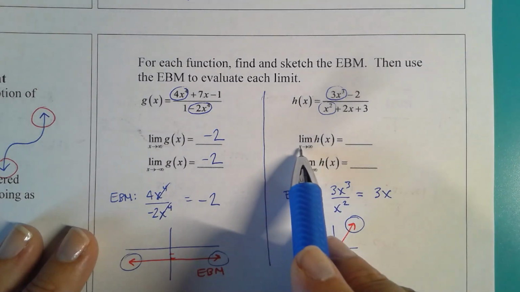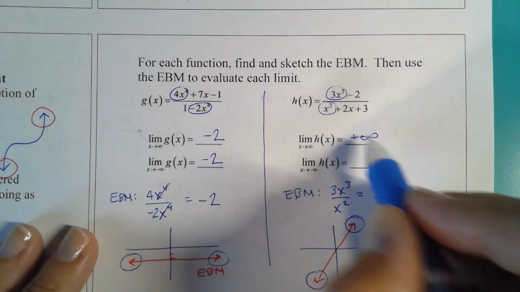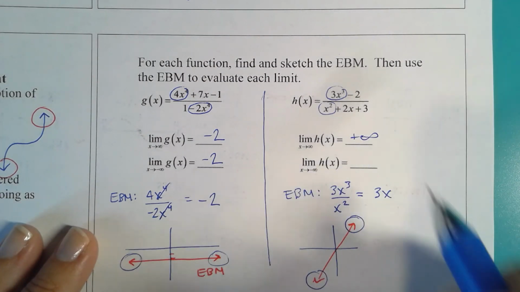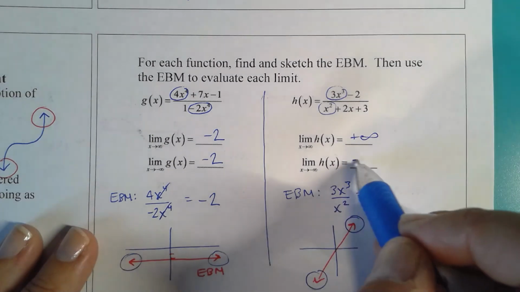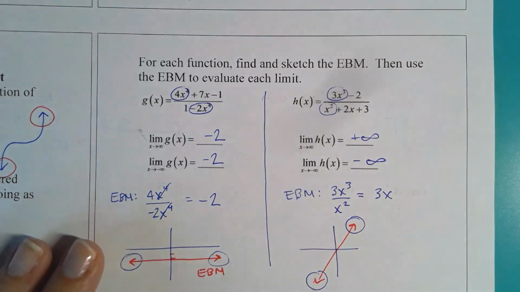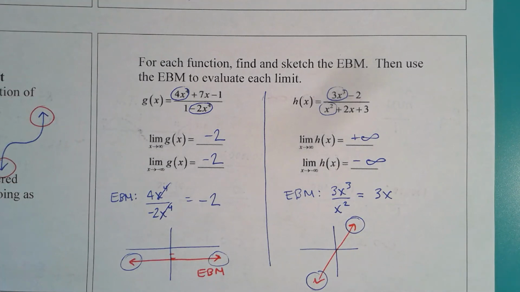So, as x approaches positive infinity, as I go to the right, the graph goes up forever, and as x approaches negative infinity, as I go to the left, this graph is going down forever. And we'll continue this discussion a little bit more in our next lesson.